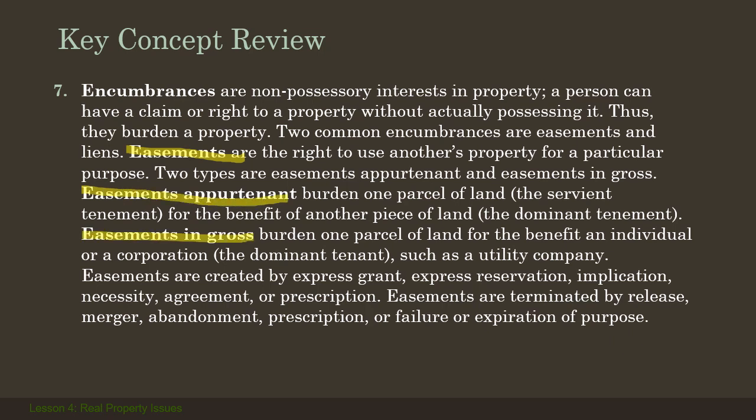The difference is easements appurtenant are those easements where we have two adjacent tracts of land, two parcels of land next to each other, and that's why the parcel that benefits from that easement is called the dominant tenement. The parcel that serves the other parcel, the parcel that the easement runs across, that would be the servient tenement.